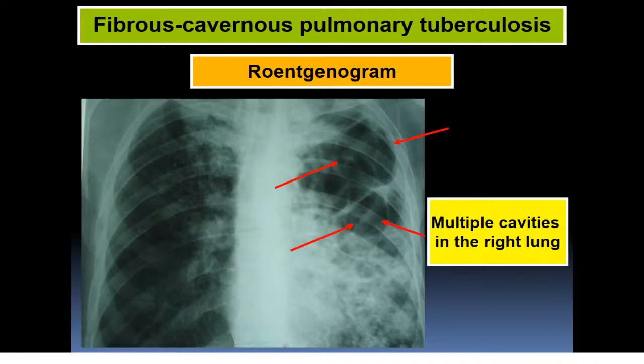On this X-ray, we can see multiple cavities in the left lung, sorry, not right, left lung, and fibrosis, and shift of mediastinum to the left side, and many focal shadows in both lungs. All four main X-ray signs of fibrous cavernous pulmonary tuberculosis are present on this X-ray also.